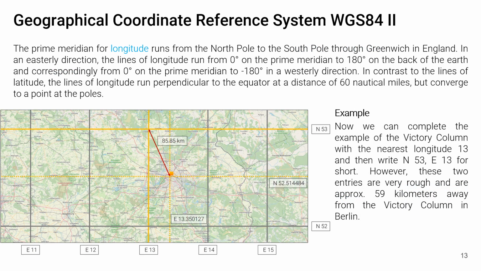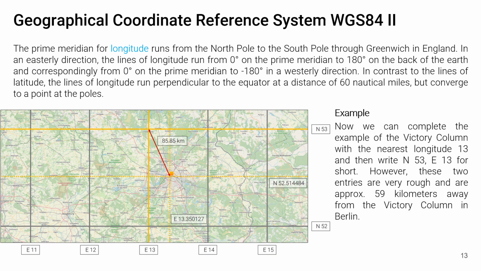The prime meridian for longitude runs from the North Pole to the South Pole through Greenwich in England. In an easterly direction, the lines of longitude run from 0 degrees on the prime meridian to 180 degrees on the back of the Earth, and correspondingly from 0 degrees on the prime meridian to -180 degrees in a westerly direction. In contrast to the lines of latitude, the lines of longitude run perpendicular to the equator at a distance of 60 nautical miles, but converge to a point at the poles.